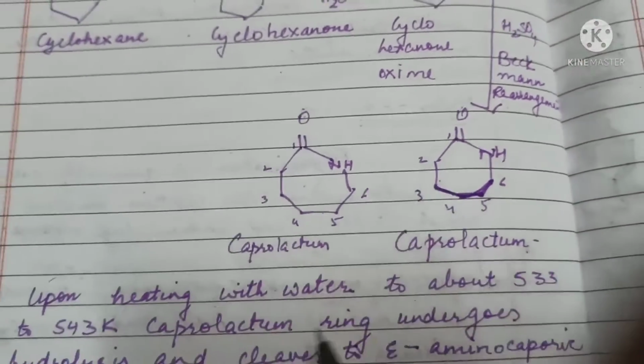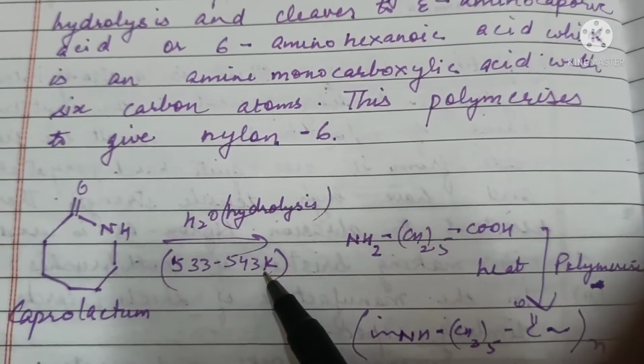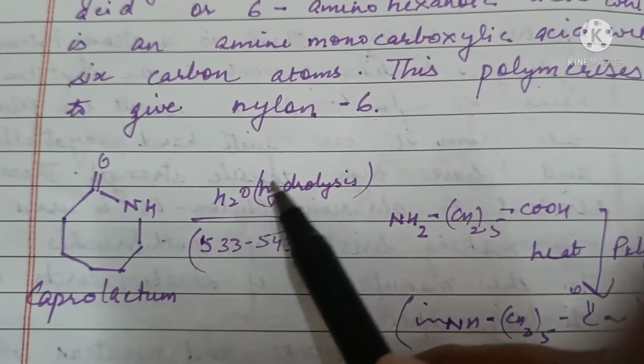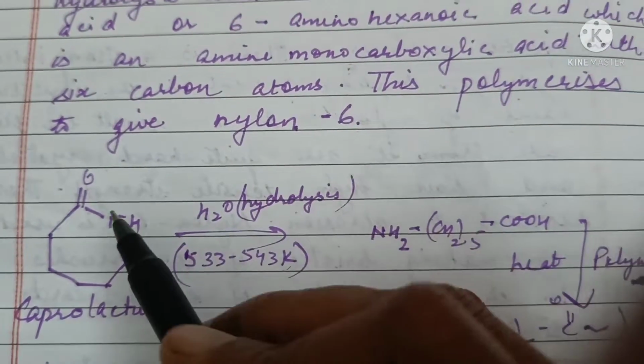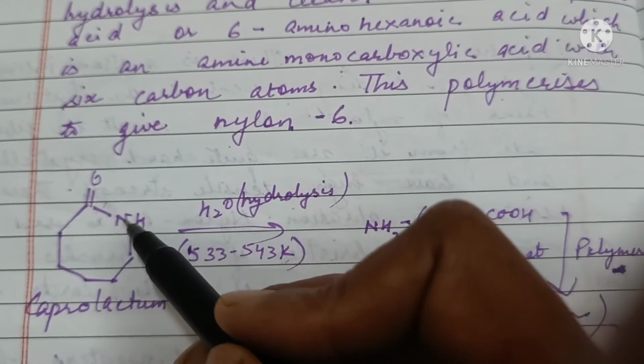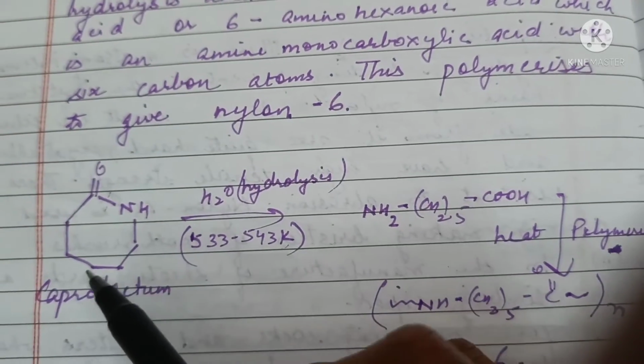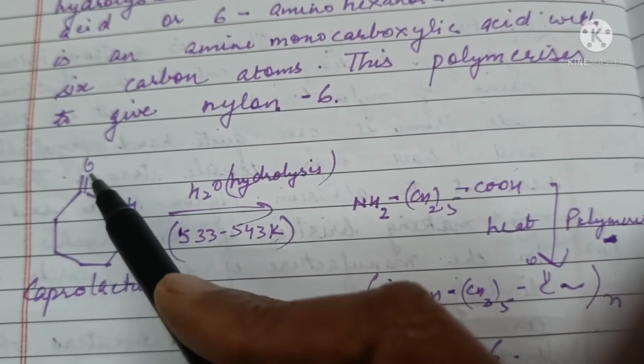So caprolactam, when heated with water to about 533 to 543 Kelvin, will undergo hydrolysis. So it breaks from here, water will be added here, OH here and H here, to form an NH2, then 5 carbons, then COOH.